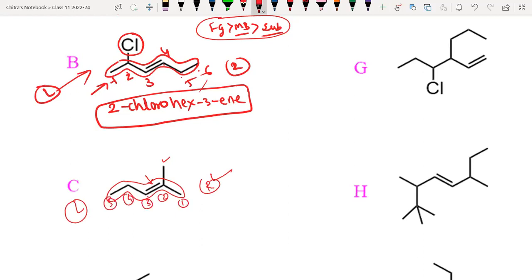Now we have to write the name for the substituent, and it is the methyl group. Its position is 2, so it is 2-methyl. Then it is not cyclic, but the number of carbons we have is 5, so for 5 we write pent. Then the double bond is on the second carbon, so its position is 2, and for the double bond we write ene. That's all. 2-methylpent-2-ene.